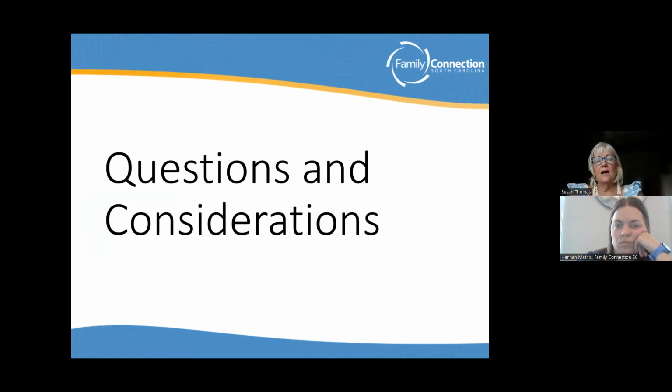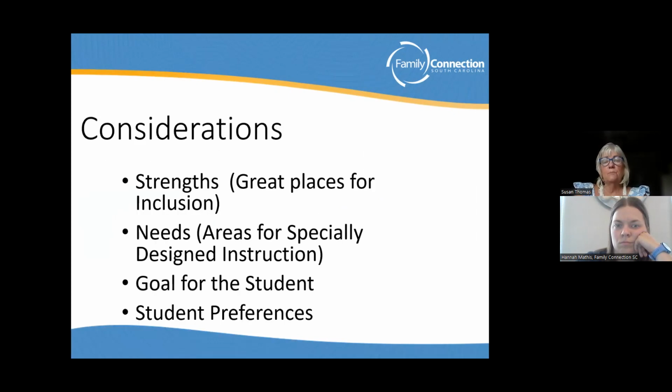Here's some things, I always like guiding questions and things to consider when teams are talking. And so here's some ideas of some things you should be thinking about. So when we're talking about where can we best serve the student, what will be the LRE for these goals that we're talking about? We want to look at strengths when we start thinking about it, because one of the things we want children to do is to be successful. And so strengths is, I always say, where we start with placing children in the general education curriculum.